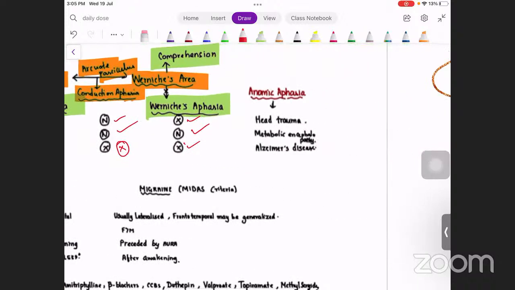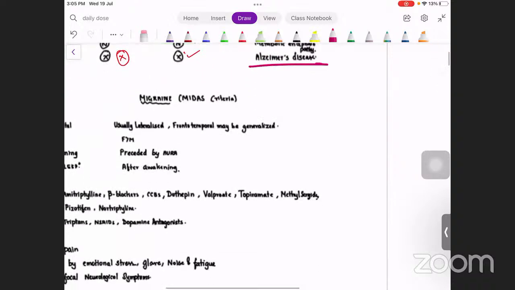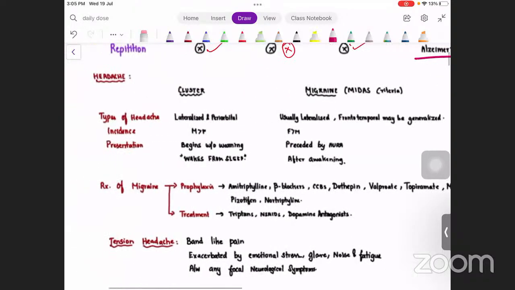Apart from that, you have anomic aphasia. Anomic aphasia is due to head trauma, metabolic encephalopathy or Alzheimer's disease. Most commonly, you may see it in Alzheimer's disease, people. Anomic aphasia means inability to recall the names. That is so-called anomic aphasia.